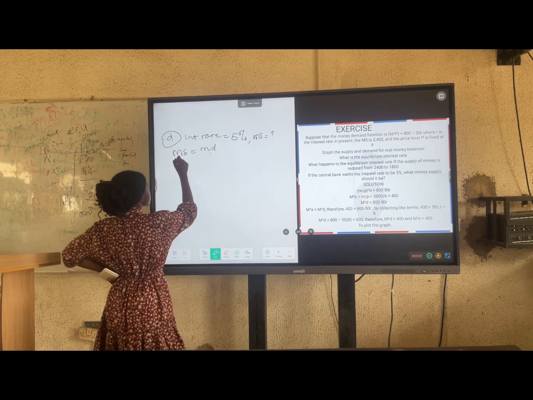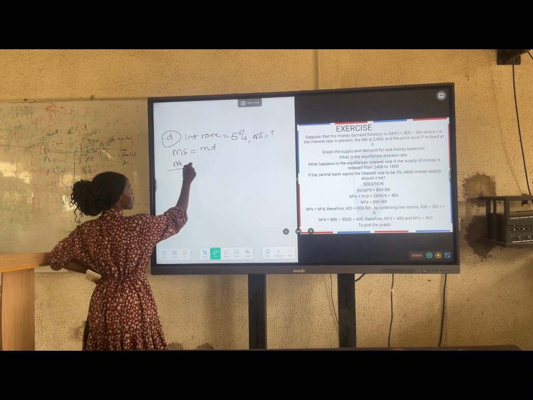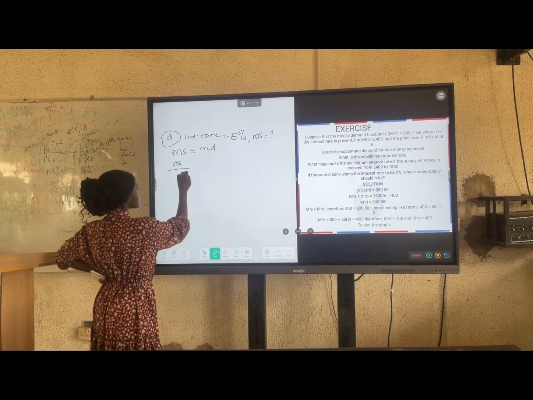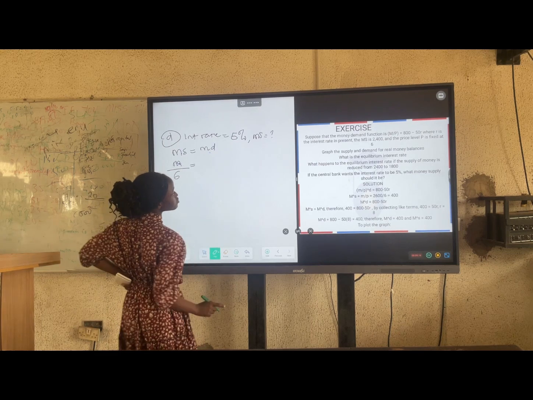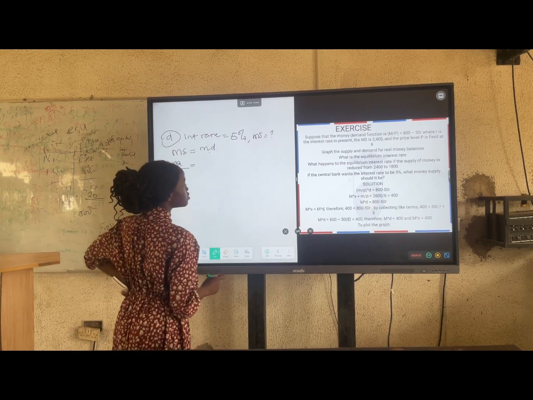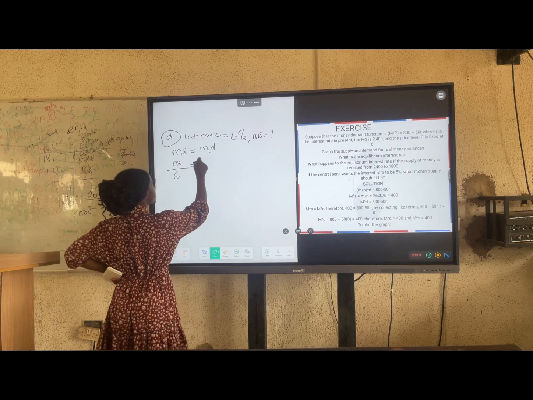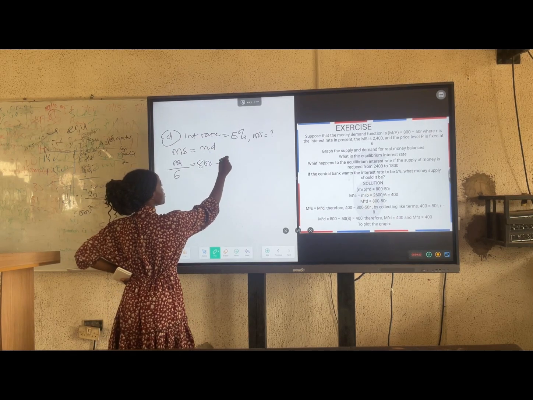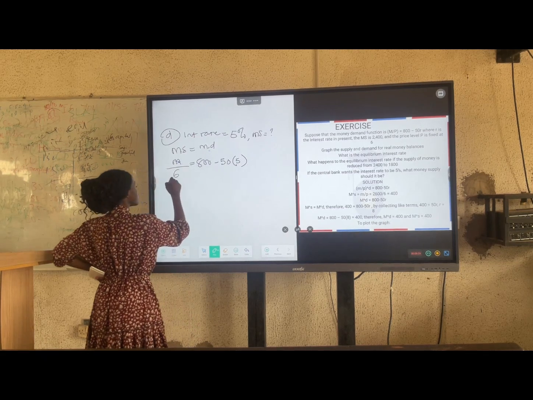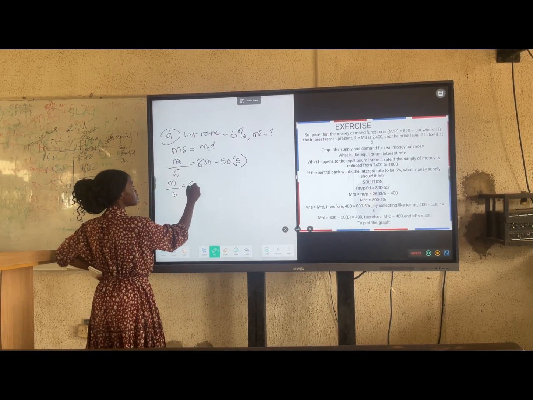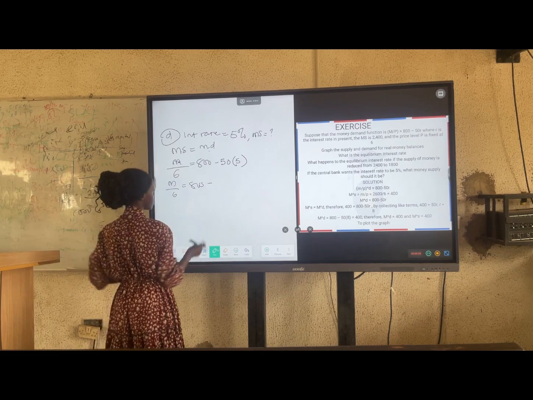We don't know what our money supply is because that's what we're looking for. So that'll be money supply divided by 6 equals 800 minus 50 into 5. So that's money supply divided by 6. That's the price level according to the question. So that's 800 minus 250.